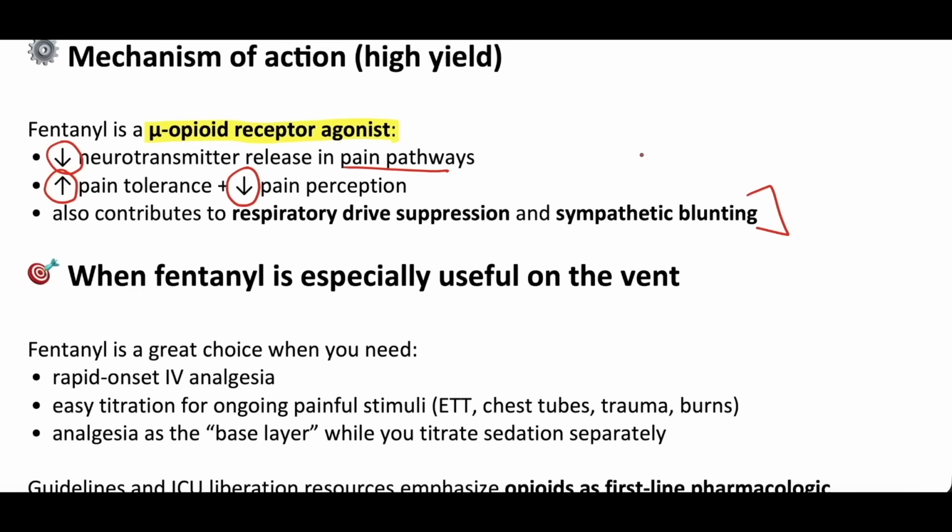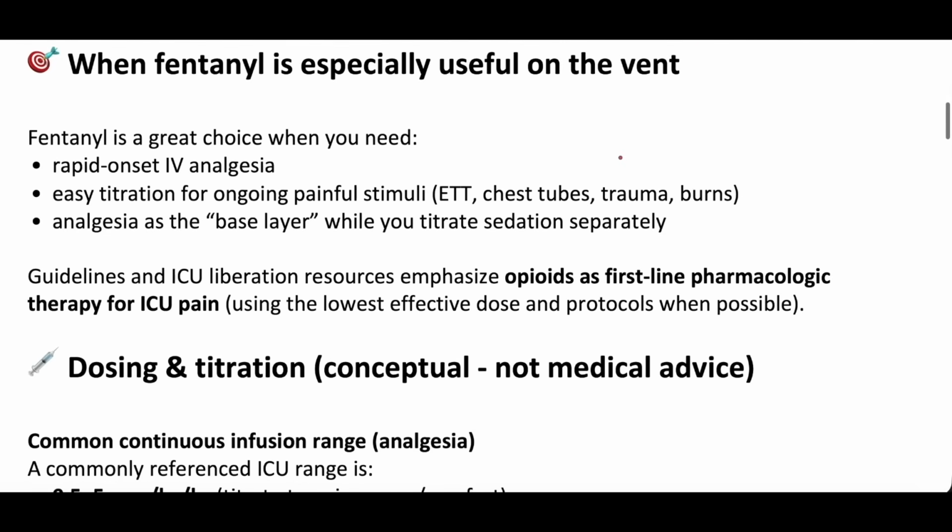So all this is patients on mechanical ventilation. When is fentanyl especially useful in our mechanically ventilated population? Well, it's a great choice for rapid onset intravenous analgesia. Again, you can give it in bolus or push form. You can also put patients on an infusion, on a drip. It's easily titratable for ongoing pain, right?